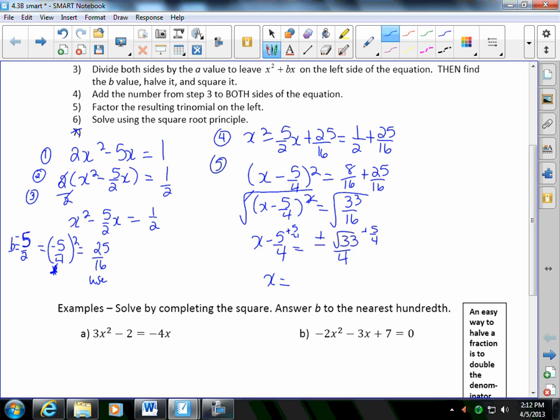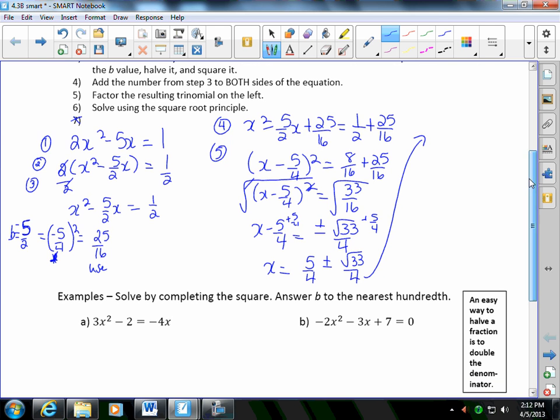So x is equal to, and I'll put that in front, 5 over 4 plus or minus square root of 33 over 4. Now this one works out kind of nice because we have a common denominator, so we can rewrite this with just one denominator. So x is equal to 5 plus or minus square root of 33 all over 4. You could write it as x is equal to 5 plus square root 33 over 4, or x is equal to 5 minus square root 33 over 4. Or you can just put them both together like that, and your solution is done.